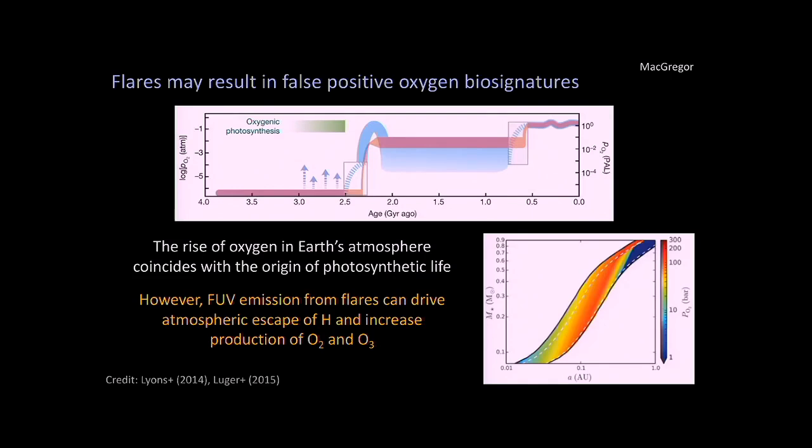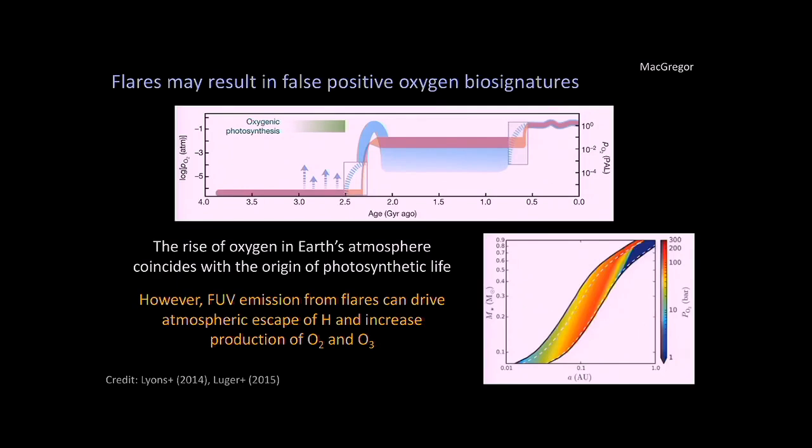But we're working on modeling which shows that you could actually produce a significant column depth of oxygen just through flaring emission. Your flares come in and basically split apart things like water in your atmosphere. The hydrogen is light, so it can get easily stripped out. And what you're left with is a bunch of oxygen that has nothing left to recombine with it. So you can sort of completely amp up, this is showing oxygen pressure in bars, in just the habitable zone as a function of stellar mass here in distance. You can get these huge amounts of oxygen and ozone in your atmosphere just by photochemistry.